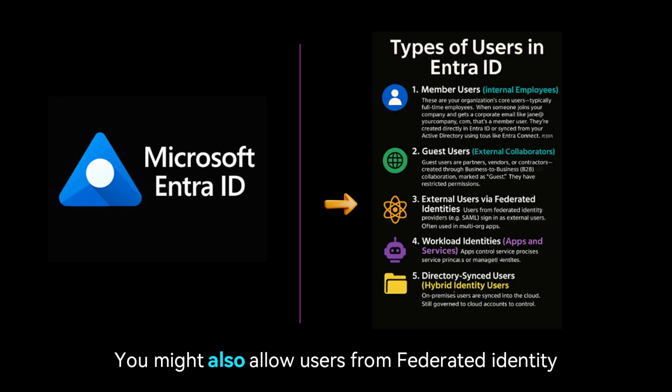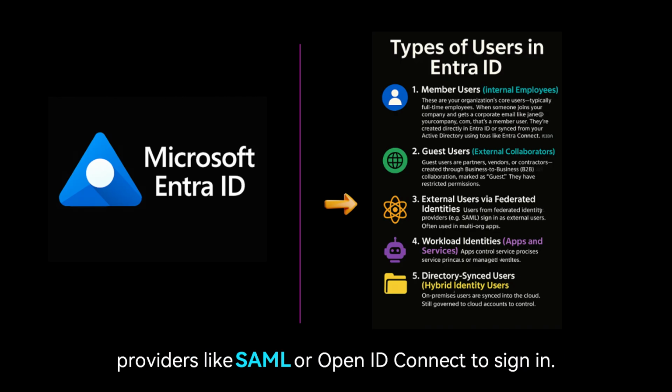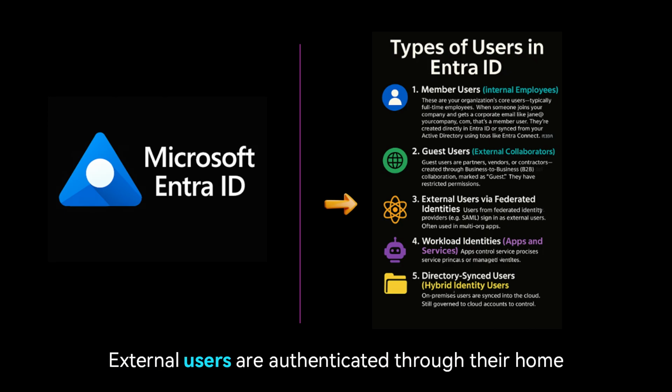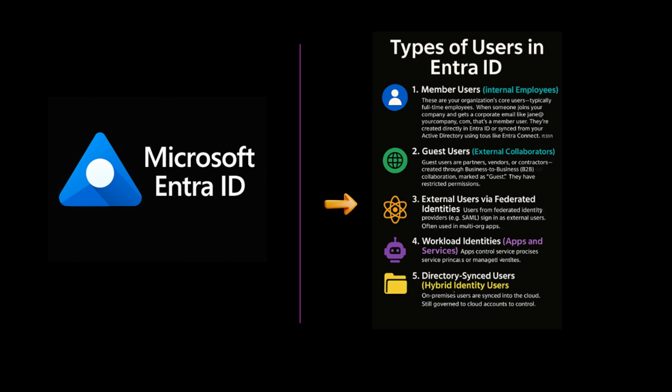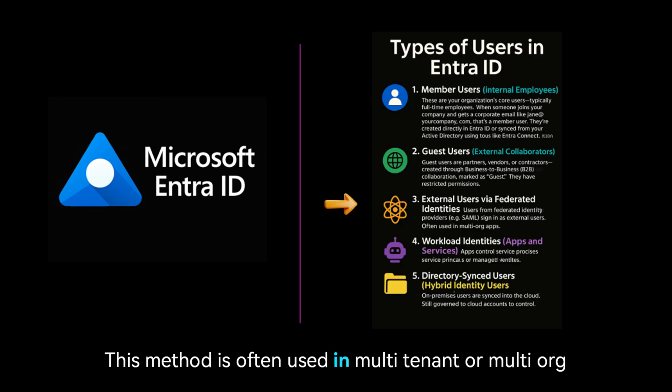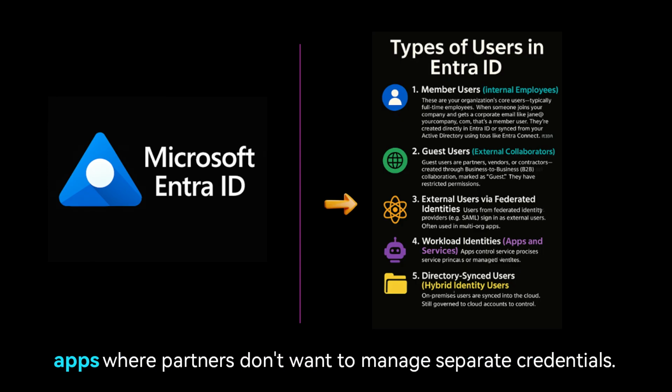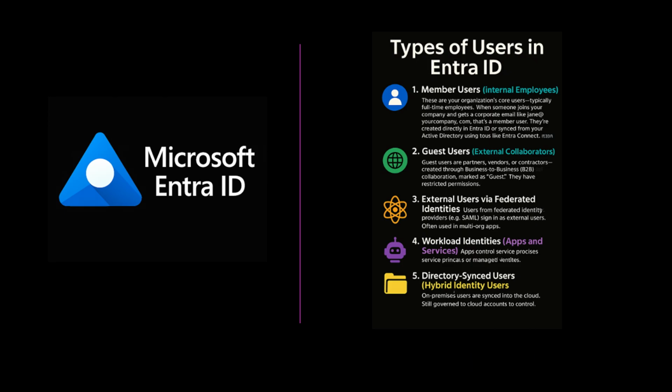You might also allow users from federated identity providers, like SAML or OpenID Connect, to sign in. External users are authenticated through their home identity provider, but they still exist in your directory as external users. This method is often used in multi-tenant or multi-org apps, where partners don't want to manage separate credentials.